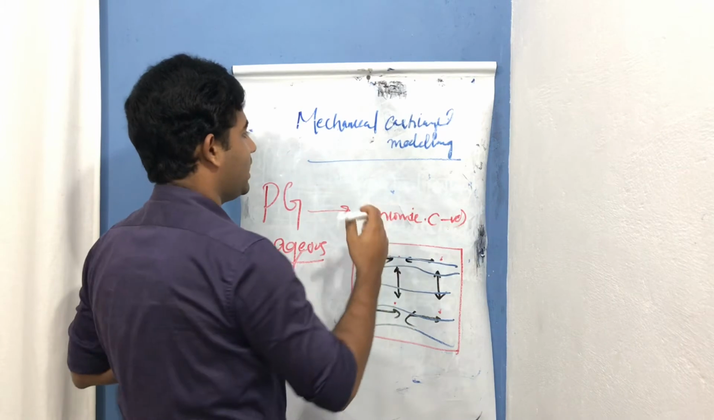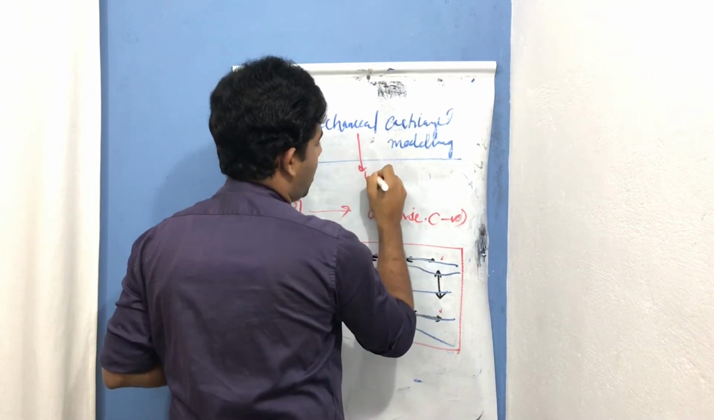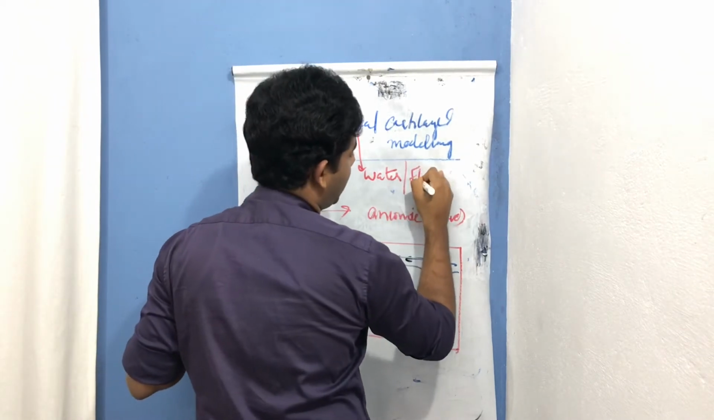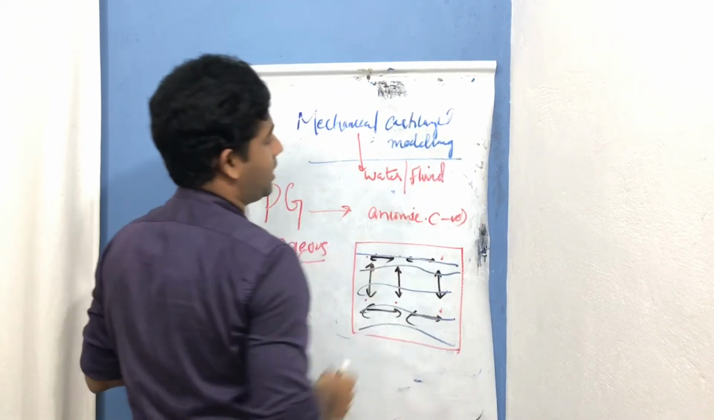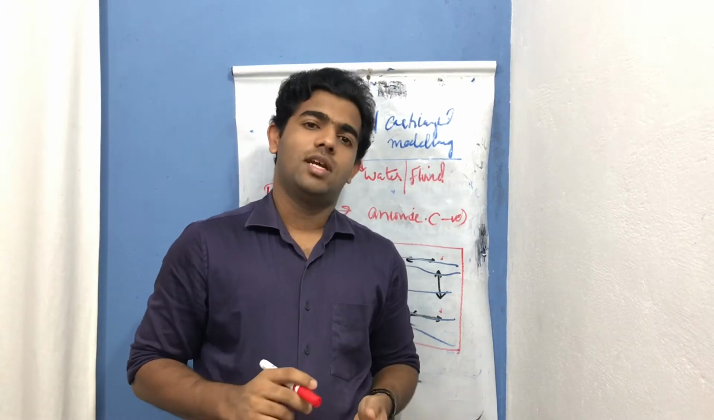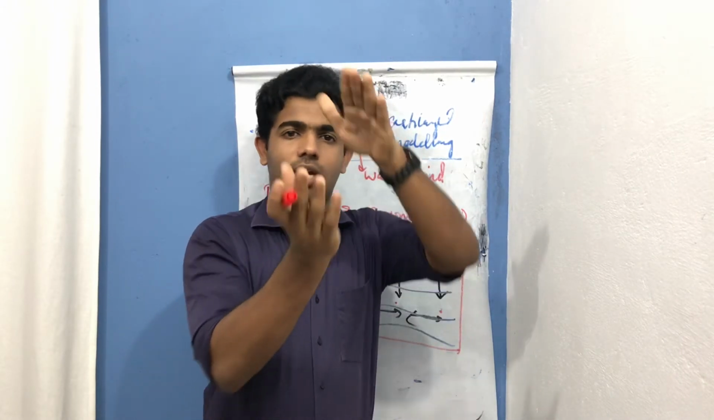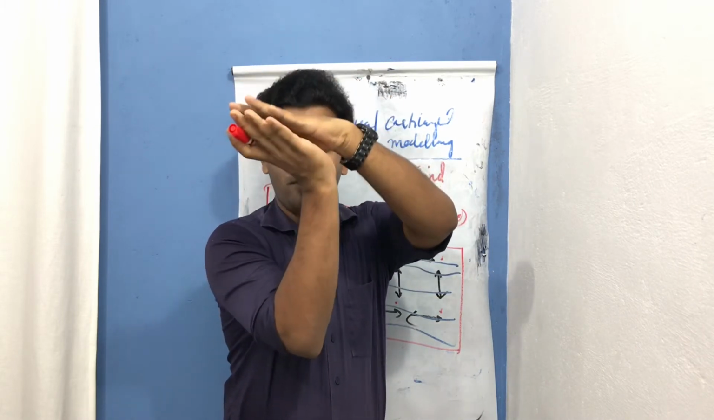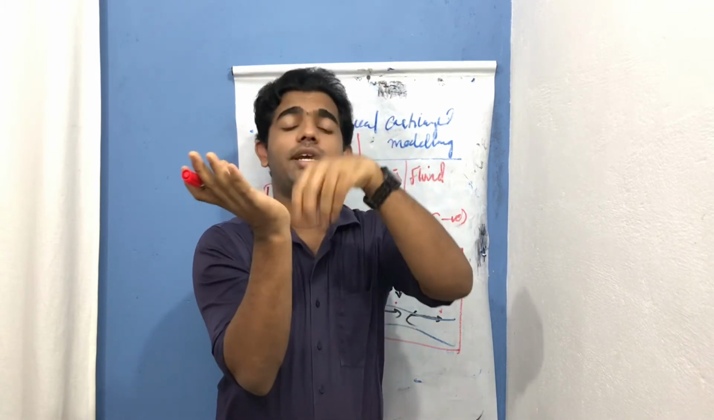The second mechanical property is due to the fluid content, or water content, in the cartilage. You know that when there is deformation, what happens? If there is a water molecule in between both hands, when I'm deforming it, it can move here and there.